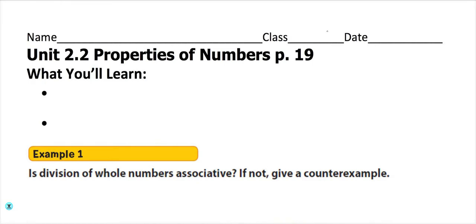So today we're going to look at Unit 2.2. This is Properties of Numbers, and this is on page 19 in the textbook. Okay, go ahead and fill in today's date for me. And let's go ahead and take a look at our objectives for today. So we're going to identify and use properties of addition and multiplication.